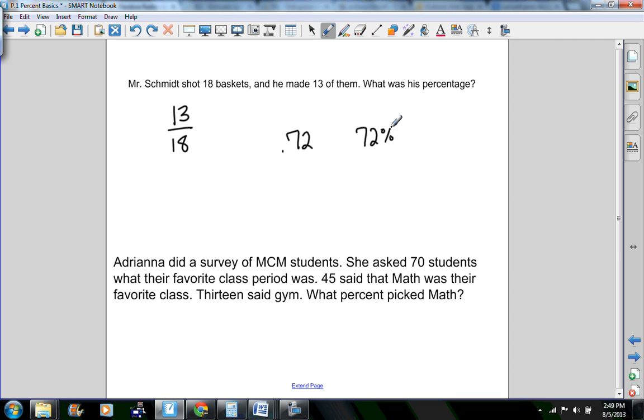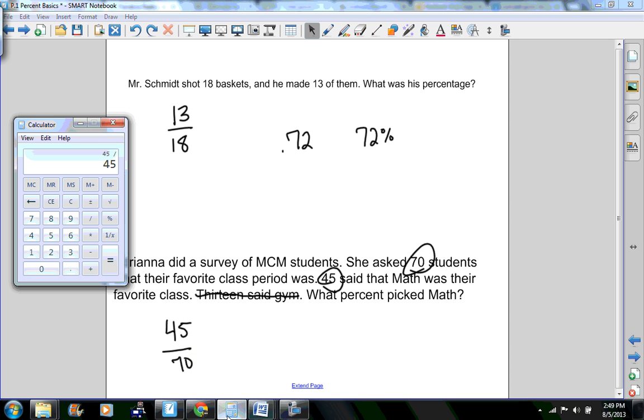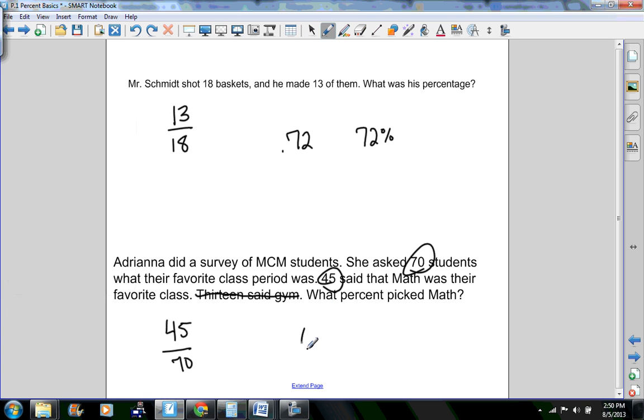Adriana did a survey of MCM students. She asked 70 students what their favorite class was. 45 said math was their favorite class. 13 said gym. What percent picked math? I think what's interesting here is this piece of information is actually totally useless. It's there to trick you. So we just need 45 out of 70. Which is 0.64 or 64%.